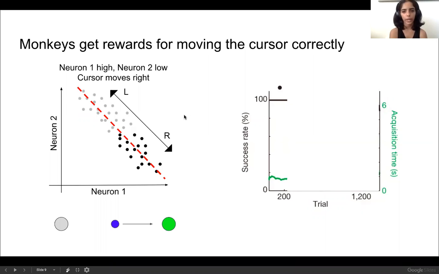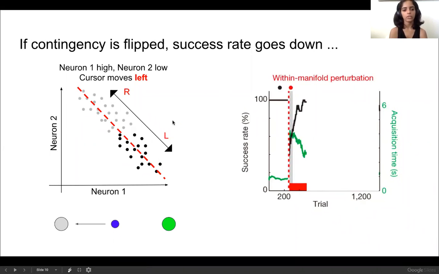Now, what one can do as an experimenter, because this is a brain-computer interface and we control this mapping, is that the left-right movement, depending on the neural activity, is under our control. So we can basically flip it around. Now I'm going to say that when neuron one activity is high and neuron two activity is low, instead of going to the right, the cursor is going to move to the left.